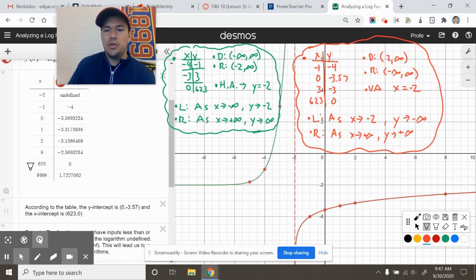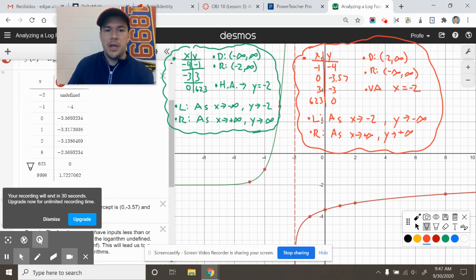As x goes to -2, y goes to -infinity, because you can't approach -infinity on the x-axis. So x can only go to -2. Notice how that is inverted from the left end behavior of exponential. The right end behavior, as x goes to positive infinity, y goes to positive infinity.